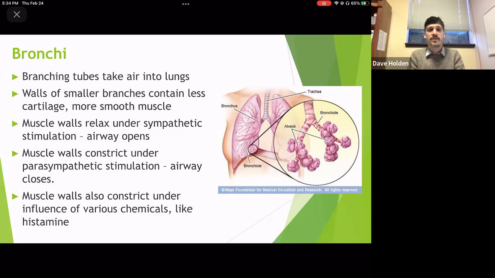Muscle walls relax under sympathetic stimulation and the airway opens, because when we are stressed, we need lots of oxygen to the muscles. Muscle walls constrict under parasympathetic stimulation and the airway closes, because when you're resting and digesting, you don't need a whole lot of air. Muscle walls also constrict under the influence of various chemicals like histamines, right? So when you have allergies and your airways close, and then we take an antihistamine, it opens those airways again. Yep. What else?